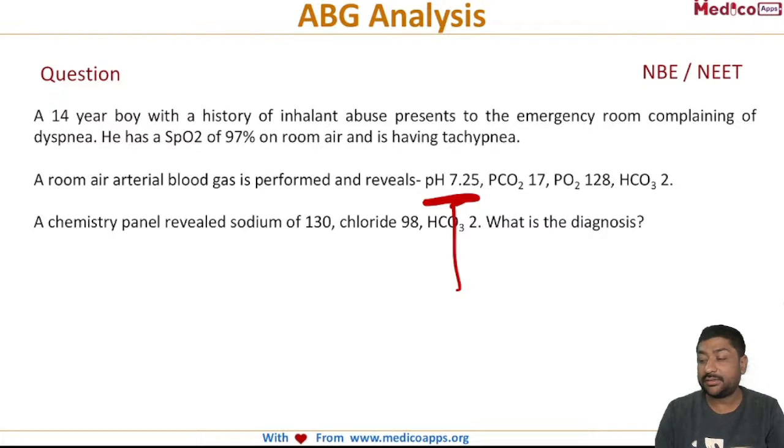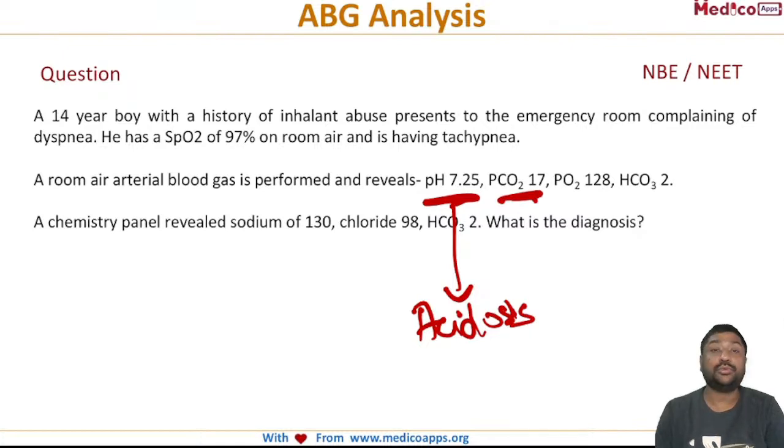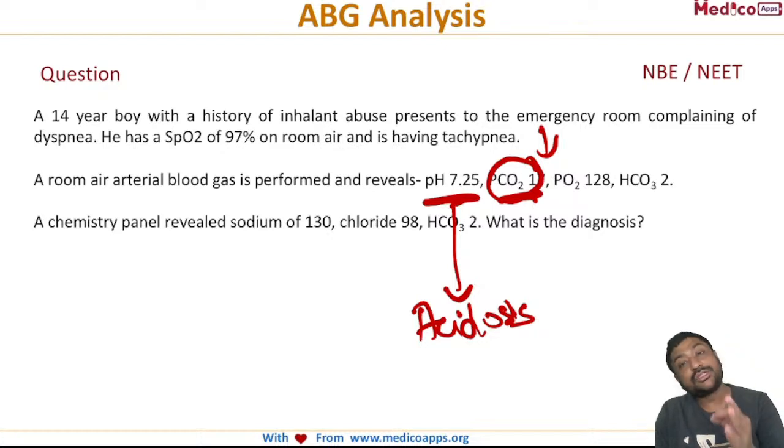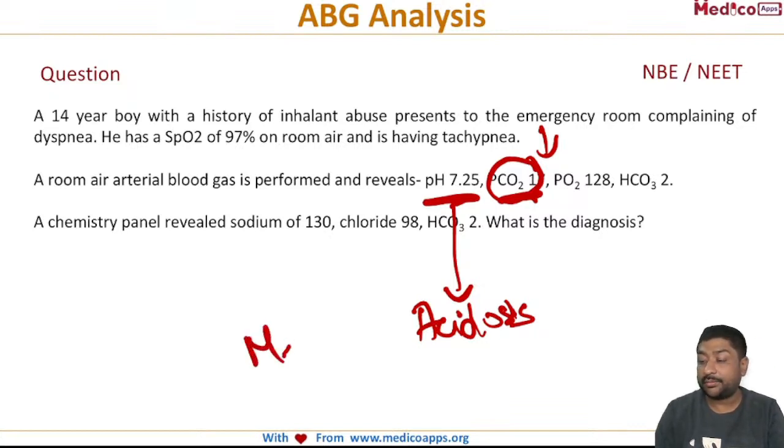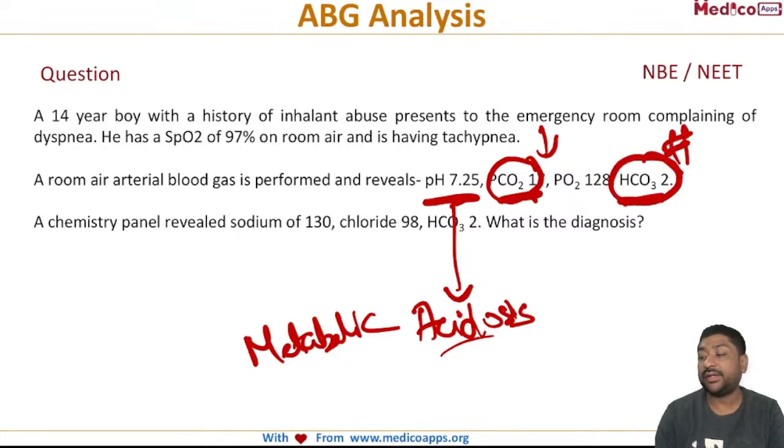Let's look at this question. pH is decreased, so it is acidosis. PCO2, now here PCO2 is actually decreased. Whenever in acidosis PCO2 is increased, then we know it's respiratory. Otherwise, if PCO2 is normal or decreased, it will be metabolic acidosis. And we can see the bicarbonate is severely decreased. Is it clear? So let's look at another question.